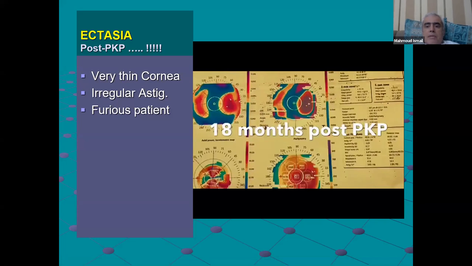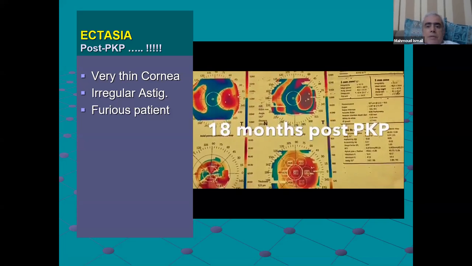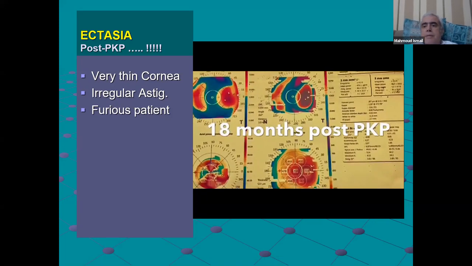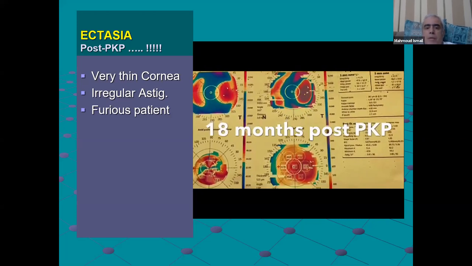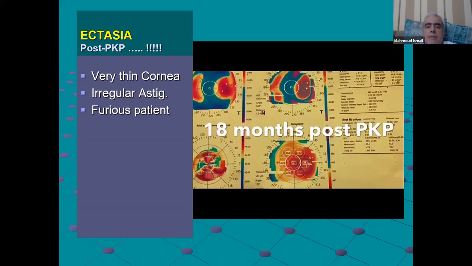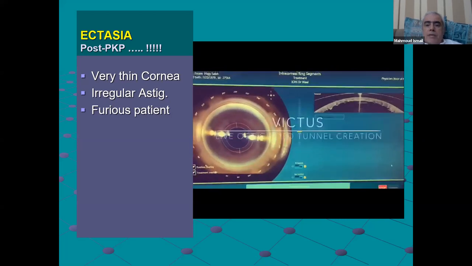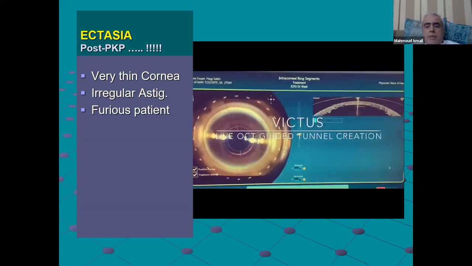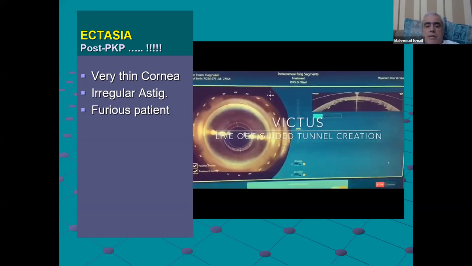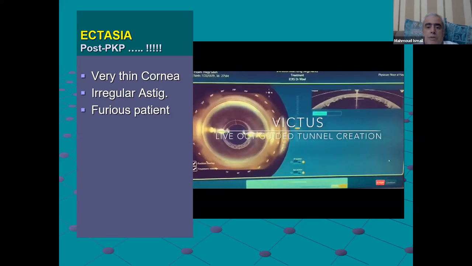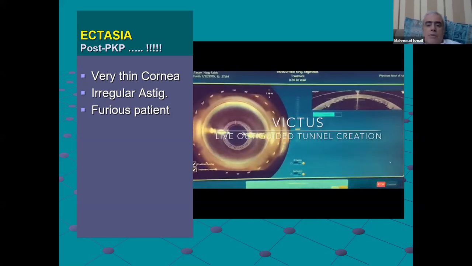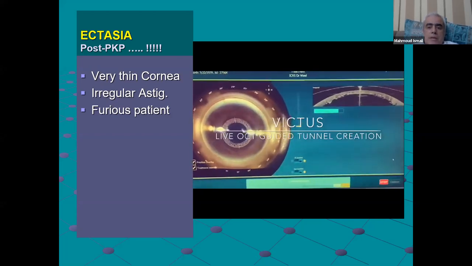You cannot do astigmatic keratotomy to a patient like this, but you can deal with him as if he is a keratoconus patient. Why? Because he has no other option than to implant two rings and treat him as if he's a virgin cornea with keratoconus. You have thin cornea, regular astigmatism, and moreover, a furious patient. This patient was a dentist, a doctor, and he was very furious with his surgeon, and he came to me and I treated him with femtosecond assisted intracorneal rings.